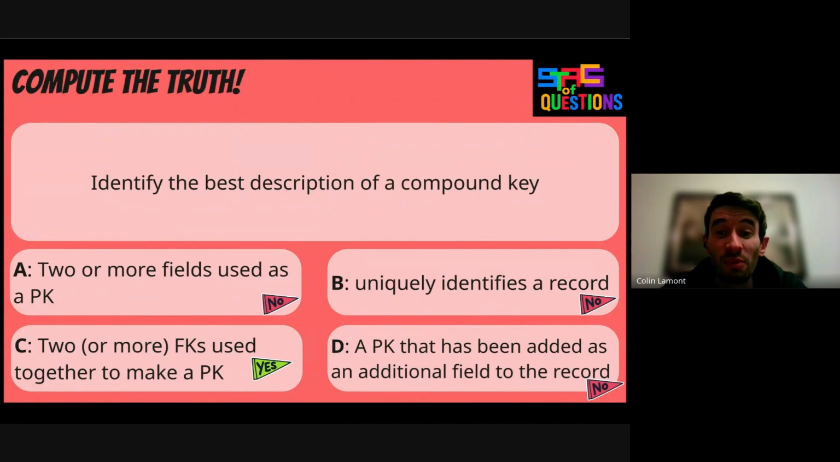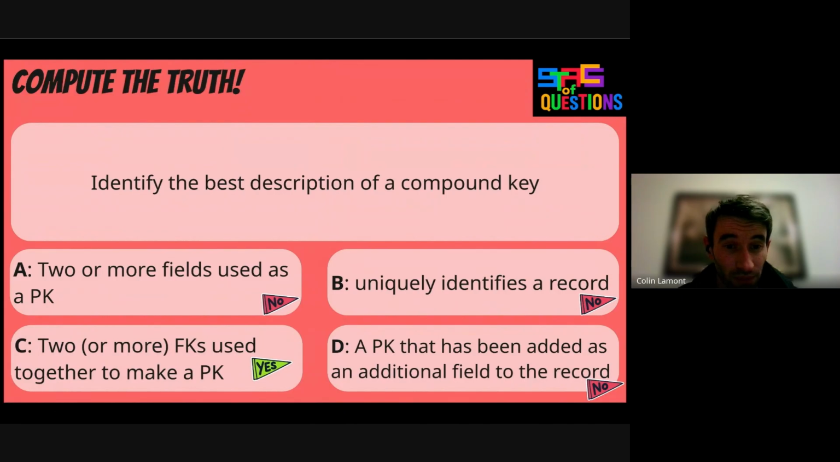So I went with compound key because it's quite a small bit of the database topic, but it's quite easy to gloss over. So I went with identify the best description of a compound key. So option A, two or more fields used as a primary key, which sometimes actually is what kids will understand a compound key to be, but that is in fact a composite key. B, uniquely identifies a record. That's just your bog standard National 5 description for a primary key, so not really enough for Higher.